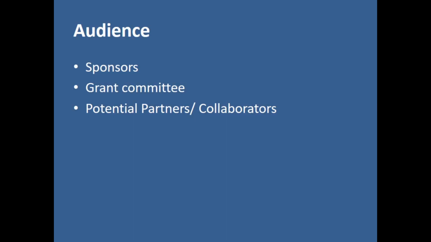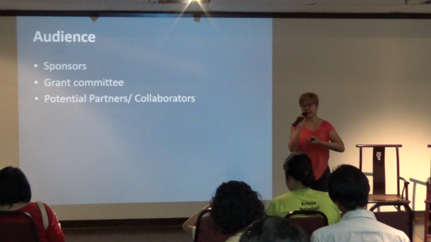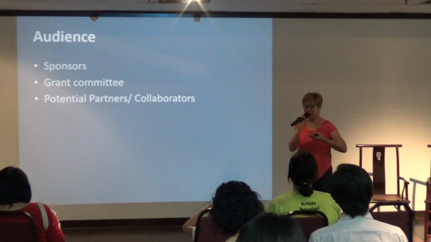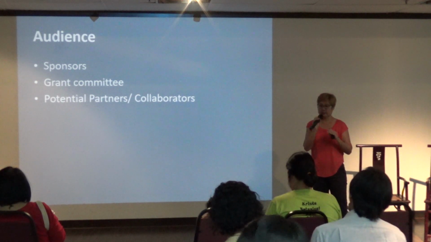So first thing is to think about who is reading your proposal. This is a general sharing, so I'll be dealing with a few audiences or readers. The first one are sponsors, so you're looking at someone to sponsor your project. The second one, grant committees, people who distribute grants. And thirdly, potential partners or collaborators, meaning your proposal can go to someone and they may not give you money, but they give you something else in return. So these are, I think, the general three audiences, three readers.